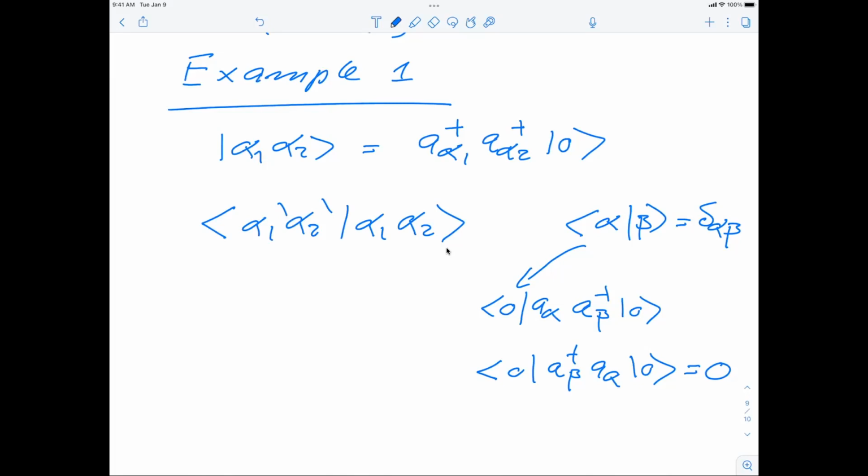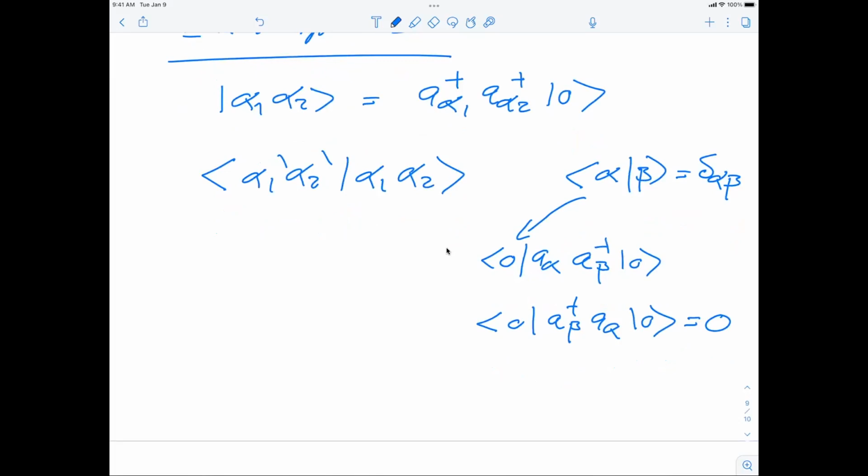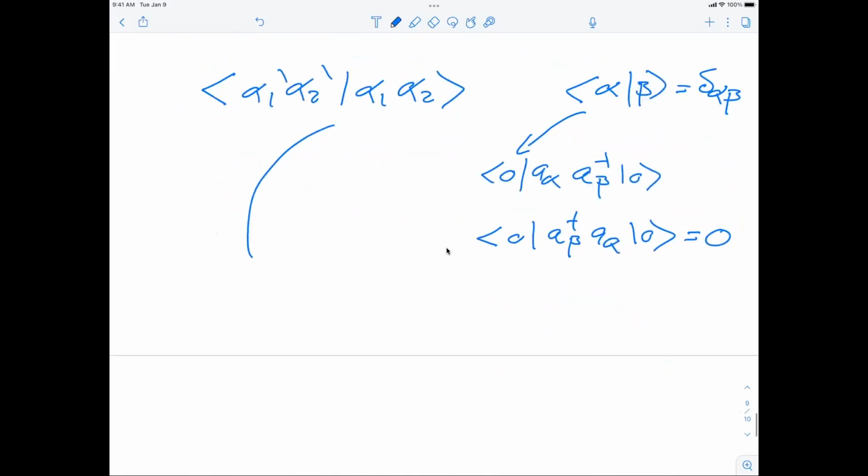So keep in mind now that the simple case with just a one-body operator is very straightforward. But when we take this term now, this is going to look as follows. So we have a 0, and then I'm going to have an A alpha 2 prime. This is the Hermitian conjugate, and then alpha 1 like this. And then I'm going to have an A alpha 1 dagger, A alpha 2 dagger.